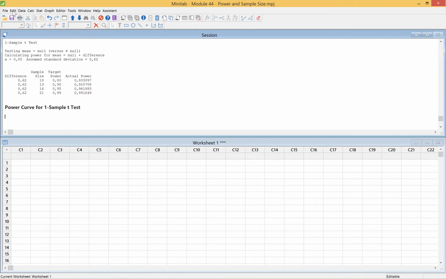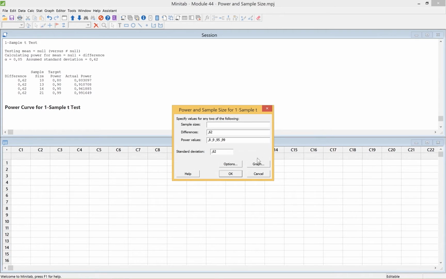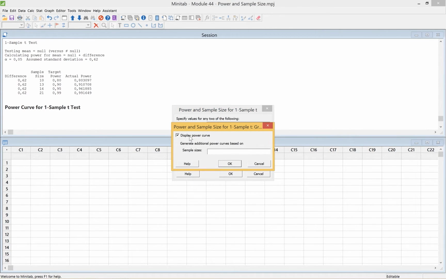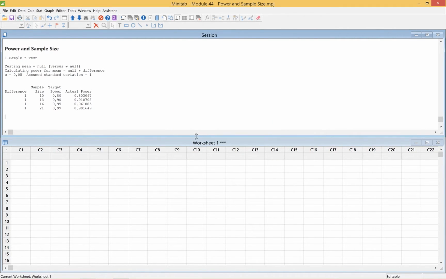So what I'm going to do is go to Edit Last Dialog Box. Now, I'm going to do two things. First of all, I'm going to turn off the graph. So I'm going to click this box, Display Power Curve, because I really don't want to do that time and time again. Then I'm going to change these two numbers. Instead of 0.62, I'm going to say it's 1.0. And what I want to detect then, a difference, is 1 standard deviation. And I want you to see that we get the same results. This is just to help you understand that the results are absolutely the same.